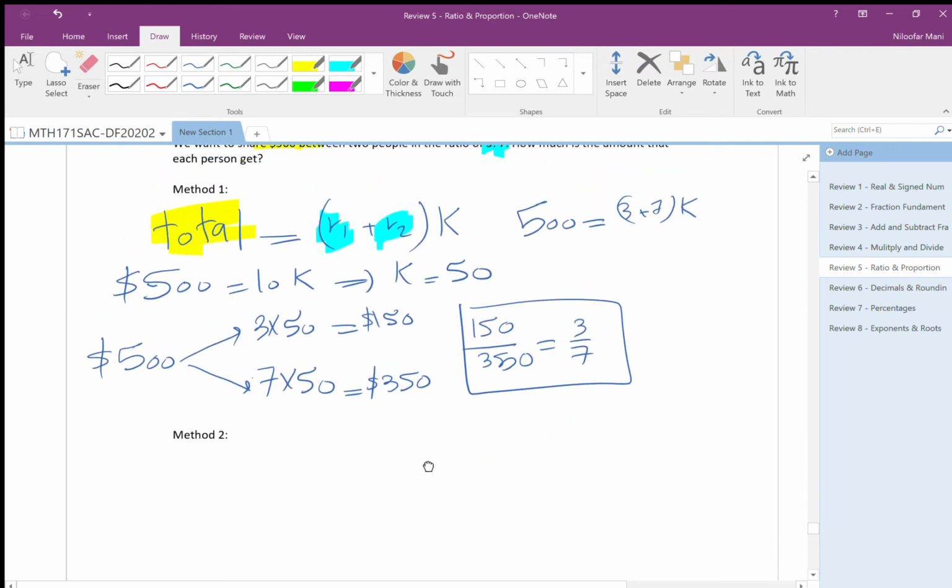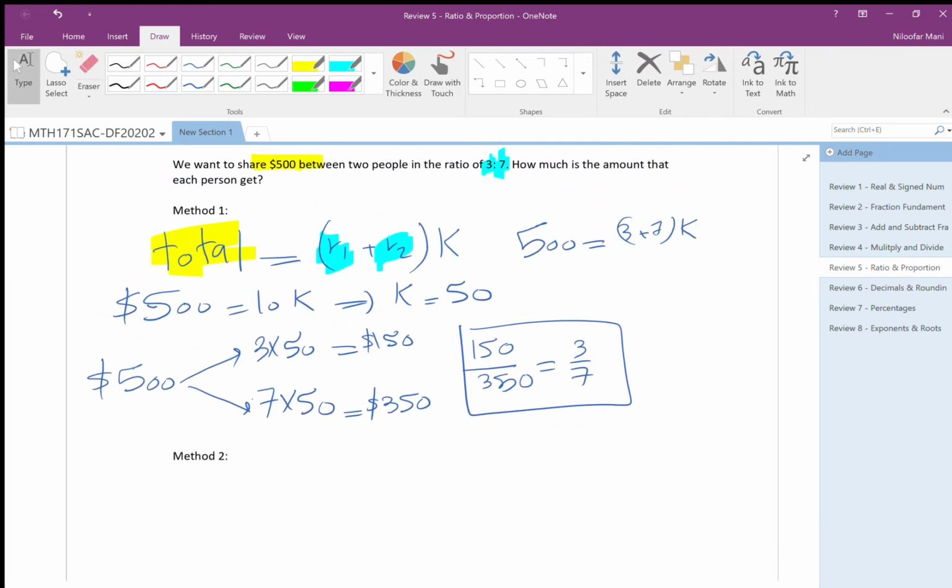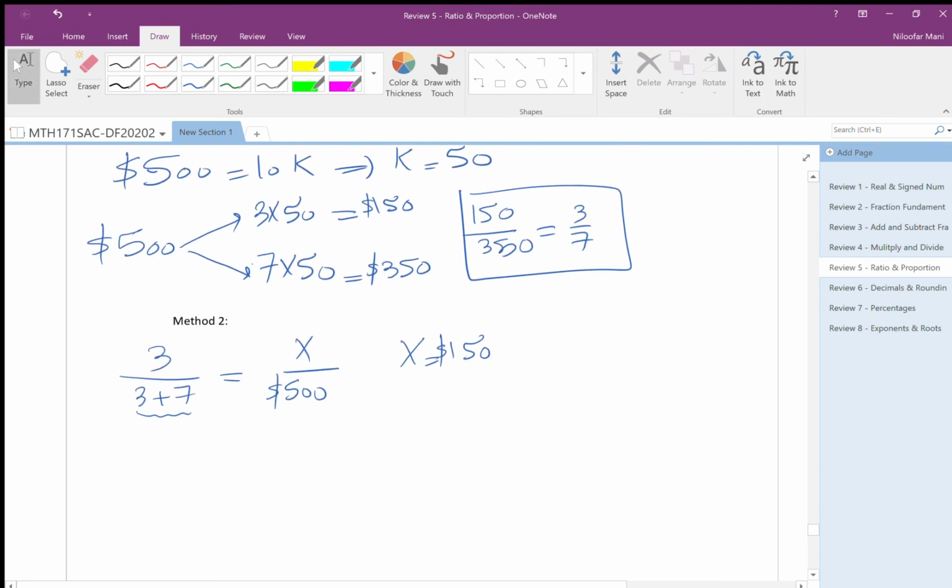The second method is if you do it with ratio. Okay? So you say 3 over 3 plus 7 is how much over 500? Why do I do 3 plus 7? Because 500 is the total. So X is $150. For the other one, 7 over 3 plus 7 is X over 500, and X is $350. Okay, so I can do it with this method as well. That's the ratio.